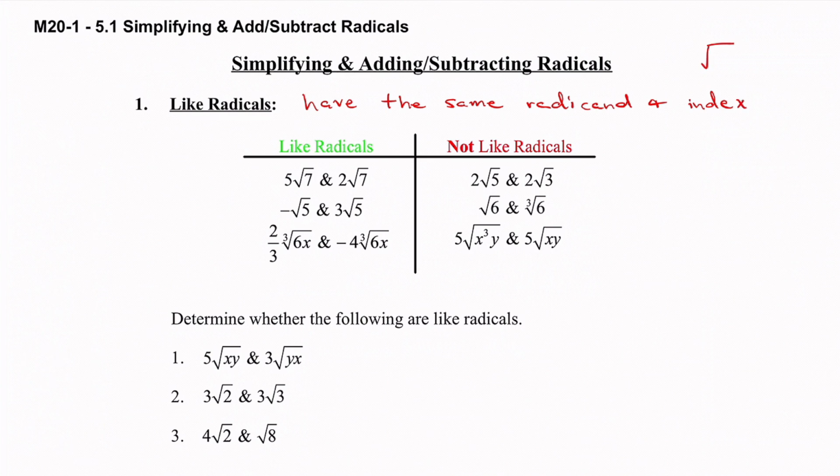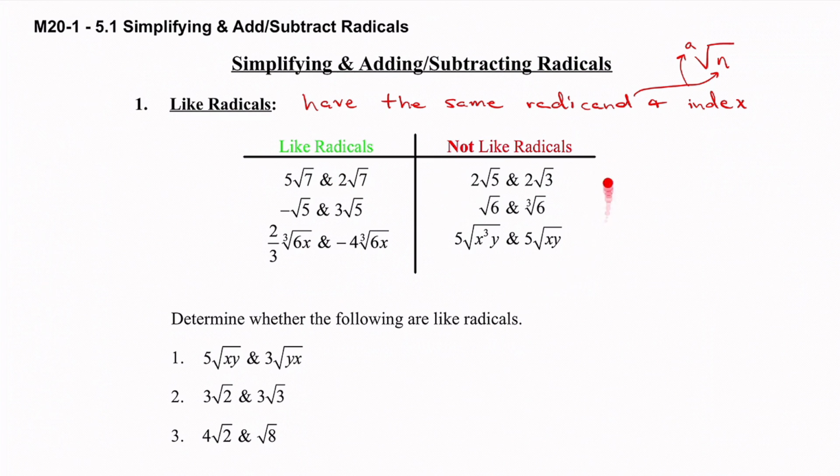And just to review, if we had some radical here, and we had an n there, and maybe we have an a there, the index is the a, and the radicand is the thing inside the root. So looking at these examples of like radicals, if it's a square root, the other one also has to be a square root, and they both have the same radicand. They're both 7s. This one both square roots, and they both have a 5. This one's now a cube root with a 6x inside. This one's also a cube root with a 6x inside. So those two are the same. The number in front is the one thing that doesn't matter. Like this one, a 5 and a 2, those can be different.